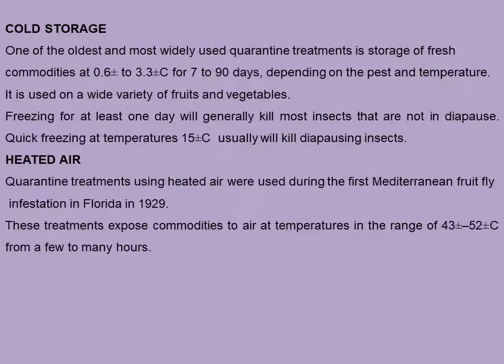Heated air. Quarantine treatments using heated air were used during the first Mediterranean fruit fly infestation in Florida in 1929. So as early as 1929, these control measures have been in use. These treatments expose commodities to air at temperatures in the range of 43 to 52 degrees plus or minus for a few to many hours.